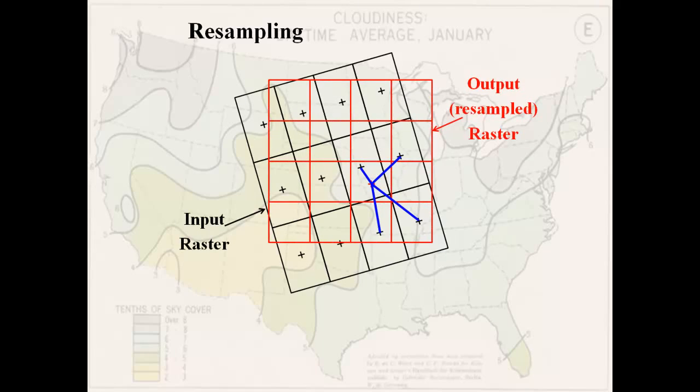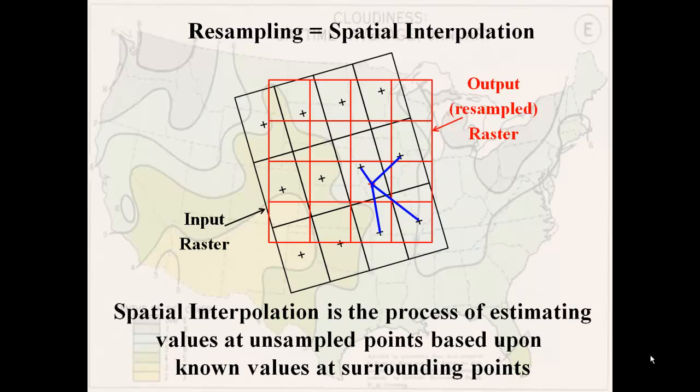Remember that resampling kind of looks like this, where you have an input raster data set and an output raster data set, and for whatever reason, the output and the input don't line up properly. Either the cell sizes are different, or the orientations or the corners of the cells are different. So since you have a new raster that's going to have new cells and new centers of the cells, you have to estimate what the value of that new cell should be based upon values of the surrounding cells in the input raster. So really what you were doing when you did resampling was spatial interpolation.